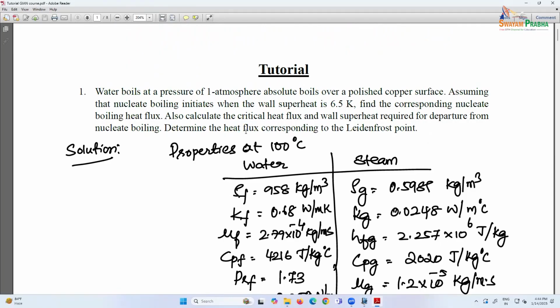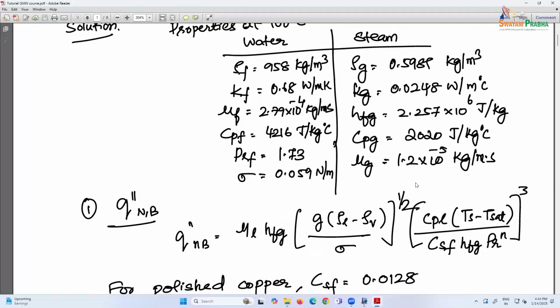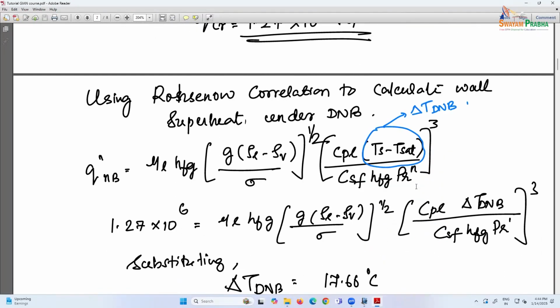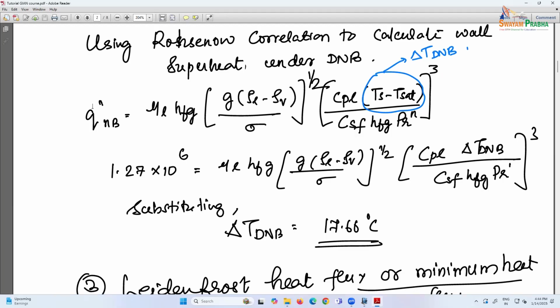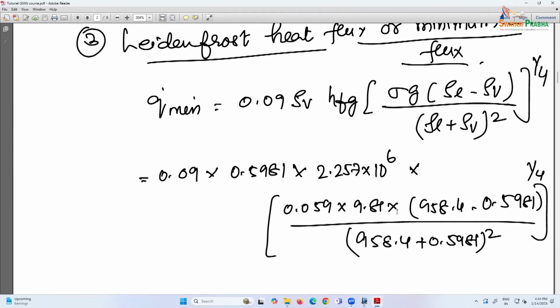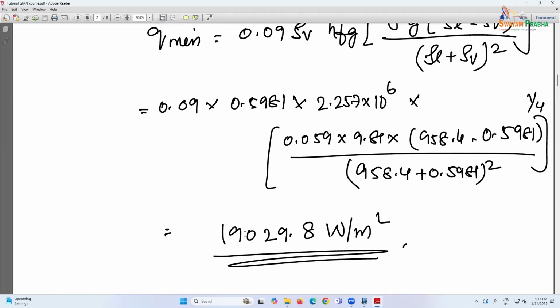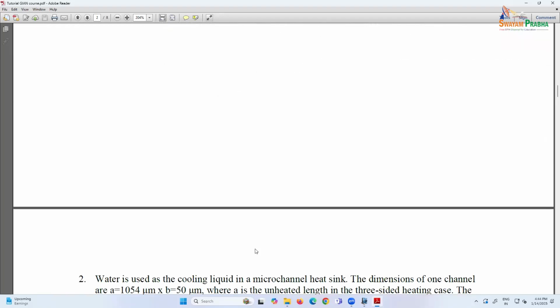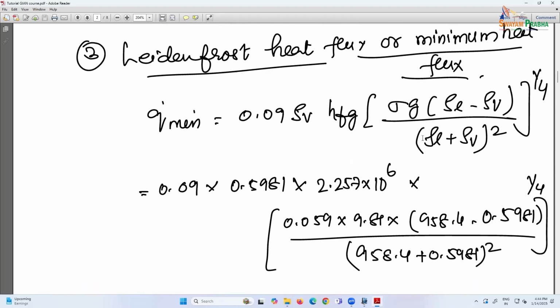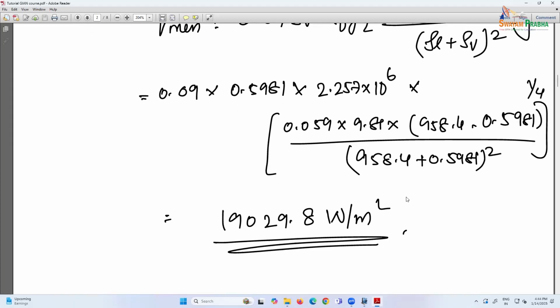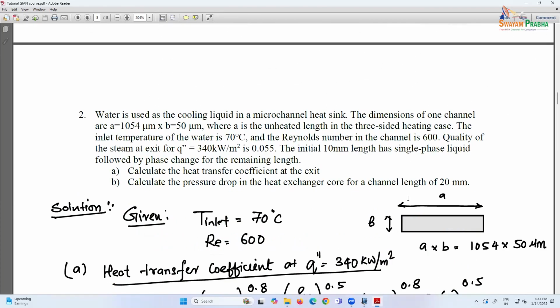And finally, what is the heat flux corresponding to the Leidenfrost point, that is the minimum heat flux. Again use the correlation for Leidenfrost heat flux, and that will give you the value, and it comes to be 19,000. So, it is much smaller than the onset of nucleate boiling, okay. So, this is one problem. These are just standard correlations, you are just substituting the numbers and finding out the heat flux values, okay.